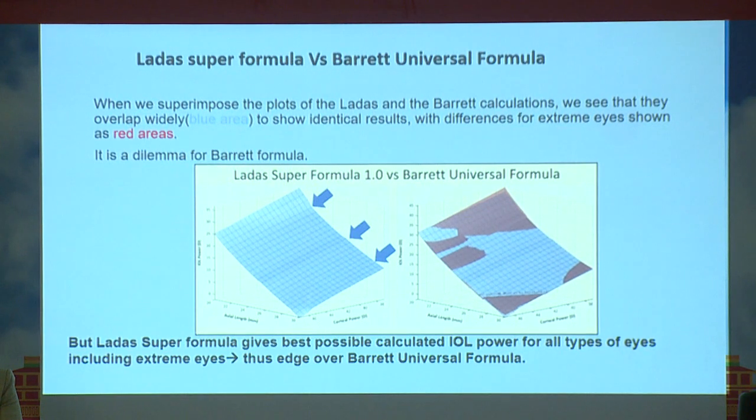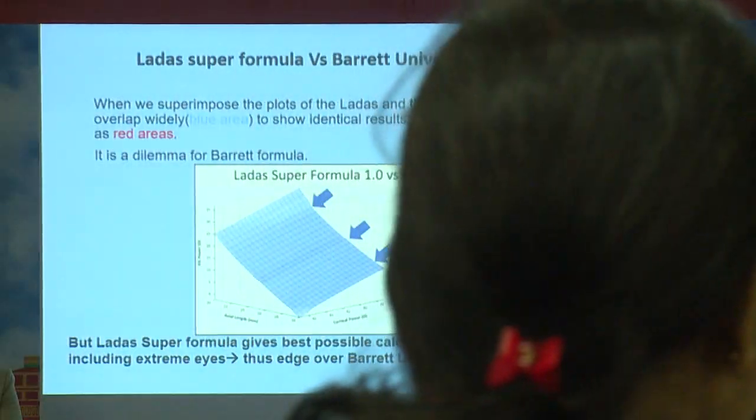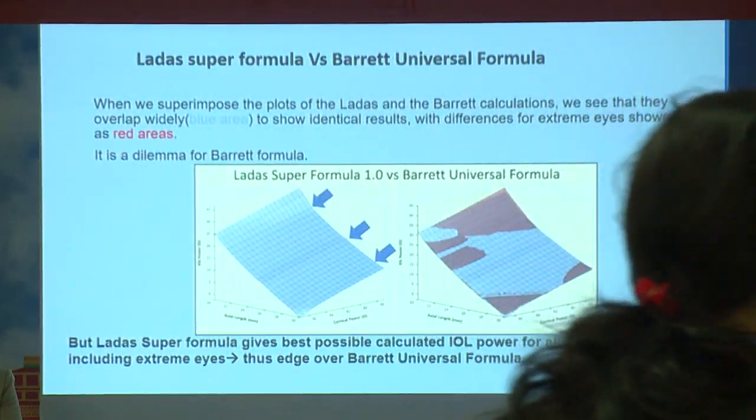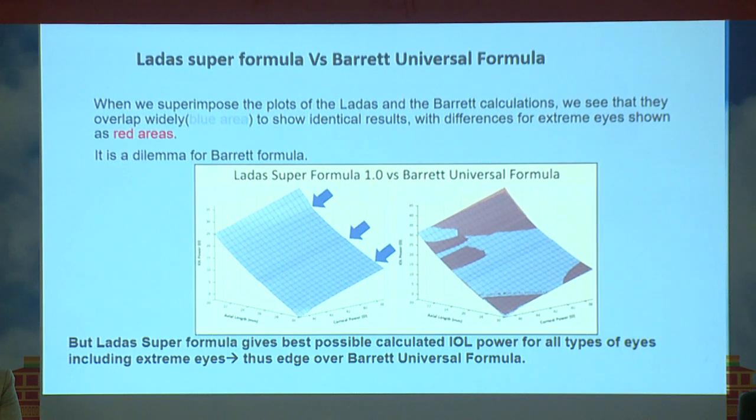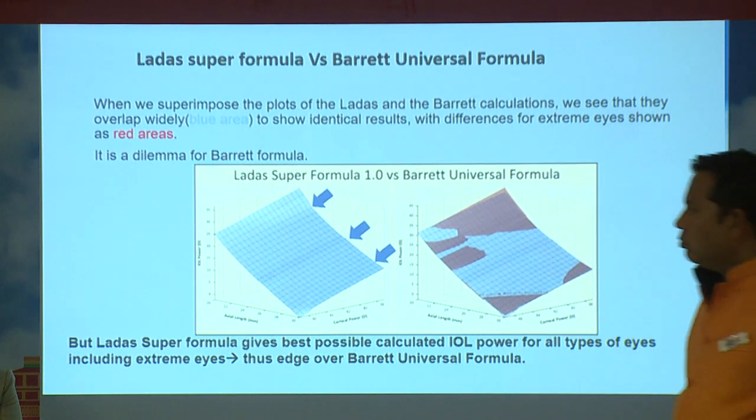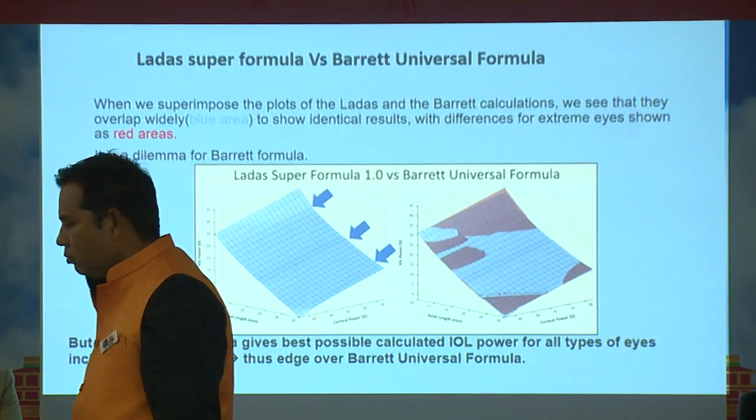If you compare the LADAS super formula with the Barrett universal formula, there are red marked areas where they are not in equal power calculation. But here again, the LADAS super formula is better. And in the Barrett universal formula, there is a slight difference after the expected position. So the LADAS super formula is the best possible calculation of eye power for all types of eyes, including extreme eyes, thus having an edge over the Barrett universal formula.